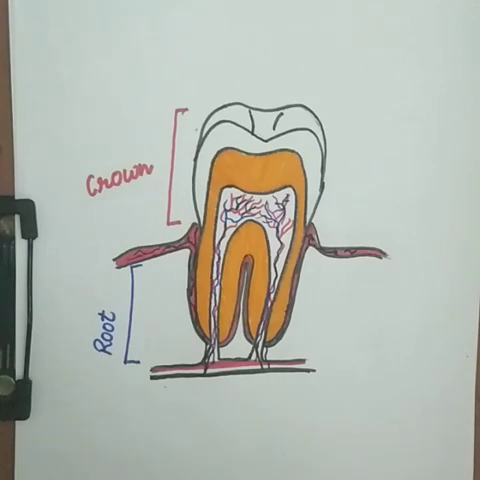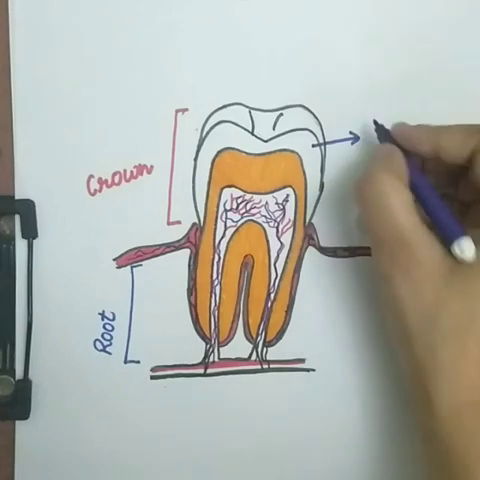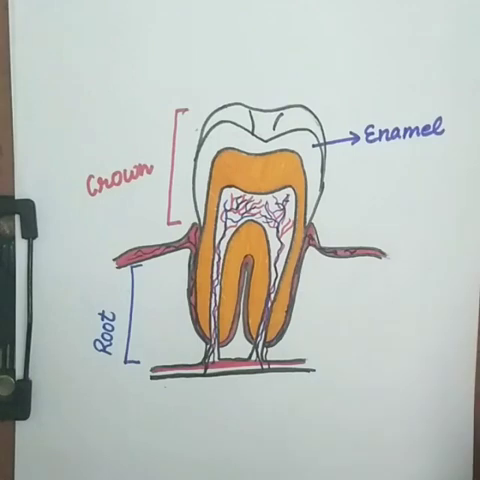Okay, so now we are coming to the layers of teeth. Mainly teeth consist of 3 layers. These layers are: number 1, enamel. Enamel is the hardest substance of tooth. The upper white covering of tooth, or we can say the outermost white covering of the teeth, is called enamel.